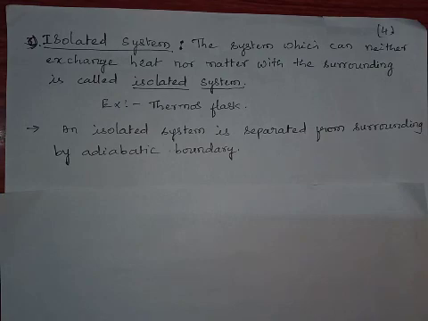The best example for isolated system is thermos flask. Already you know about that. Thermos flask does not allow matter to enter into the system or heat to enter into the system or heat to come out of the system. So such type of systems are called isolated system. An isolated system is separated from surrounding by an adiabatic boundary.